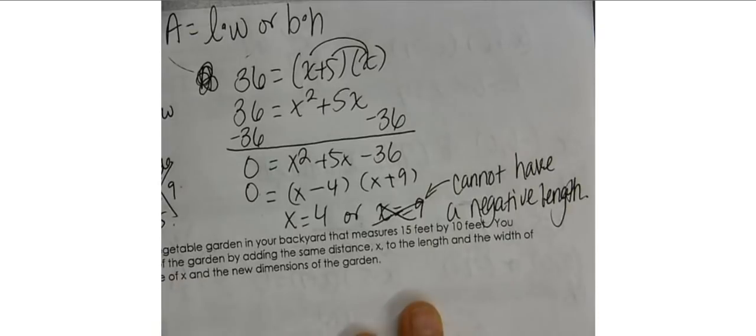So since you cannot have a negative length, that indicates that x is equal to 4 is our only solution for x. Last example, here we go. It says you have a vegetable garden in your backyard that measures 15 feet by 10 feet. You want to double the area of the garden by adding the same distance, we'll call it x, to the length and the width of the garden. Find the value of x and the dimensions of the garden.